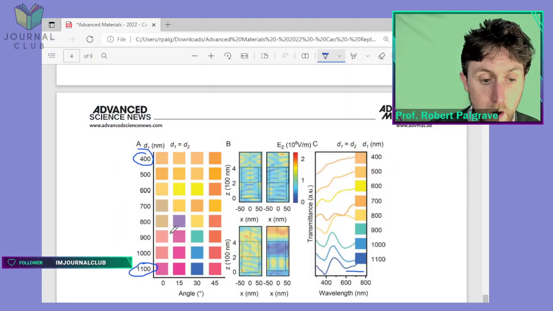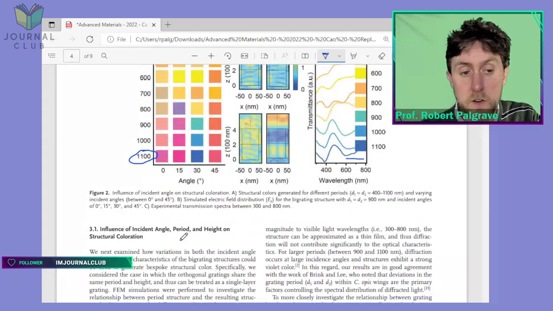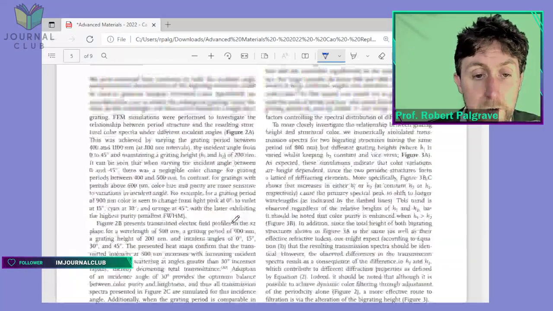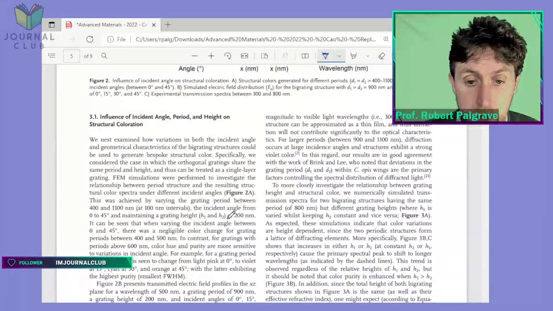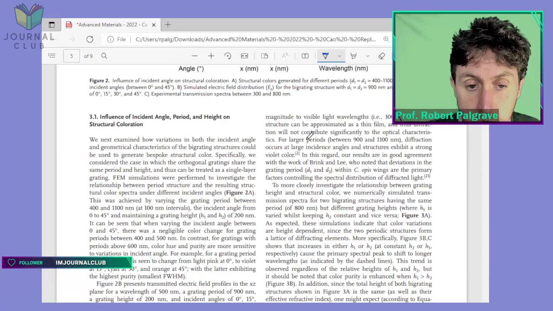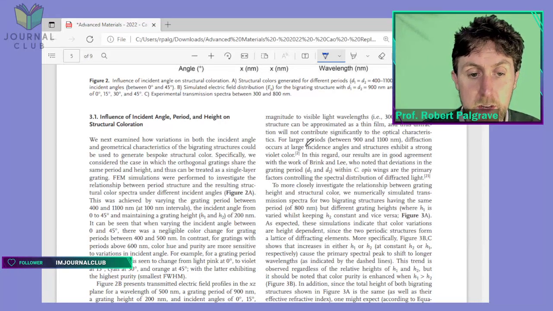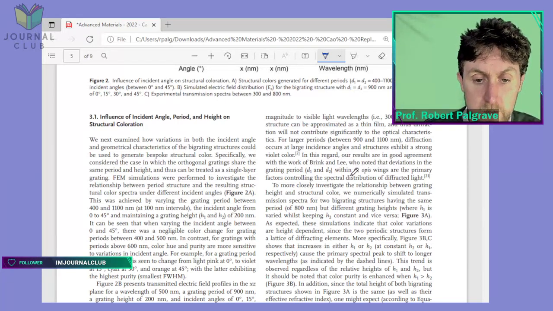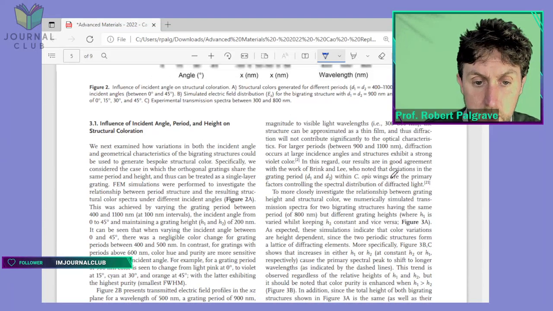So this has maybe got the widest range of colors. So imagine that, tilting in front of you, it would look pretty interesting, wouldn't it? Look very different to pigment colors. For larger periods, the diffraction occurs at a large incidence angle and structures exhibit a strong violet color. In this regard, our results are in good agreement with the work of Brink and Lee, who noted that deviations in grating period between the Cipis wings are the primary factors controlling spectral distribution of diffracted light. Okay.